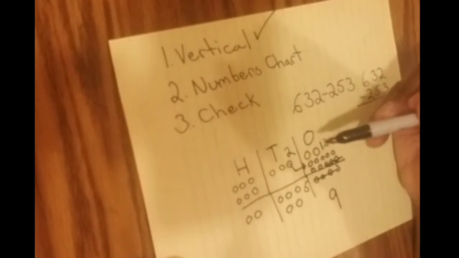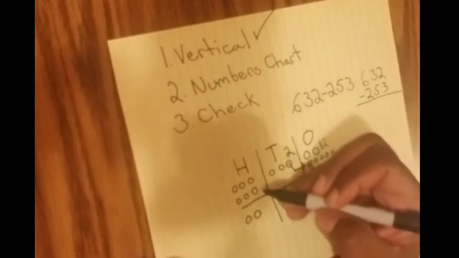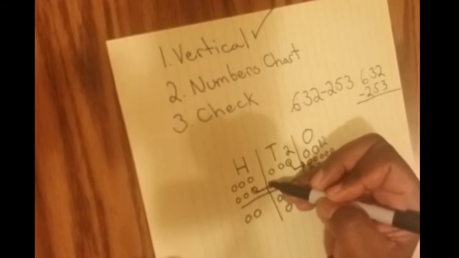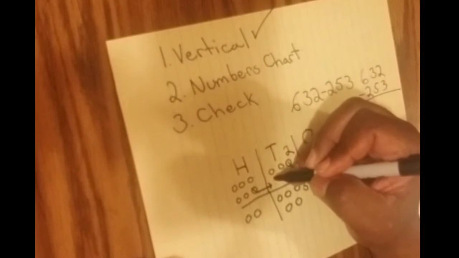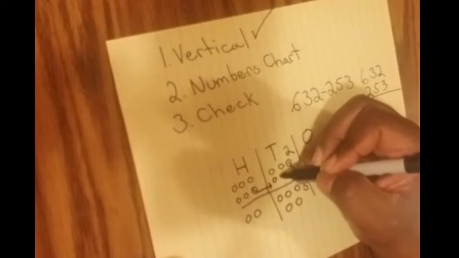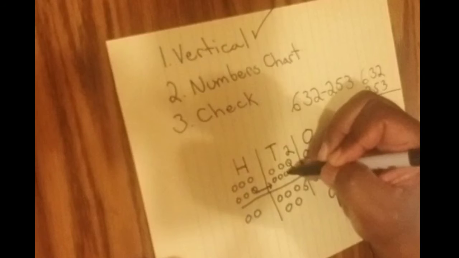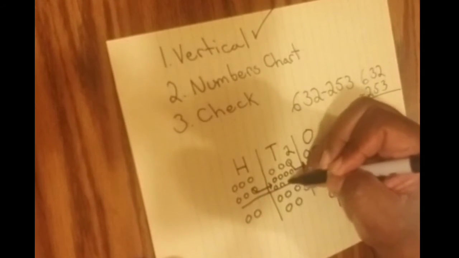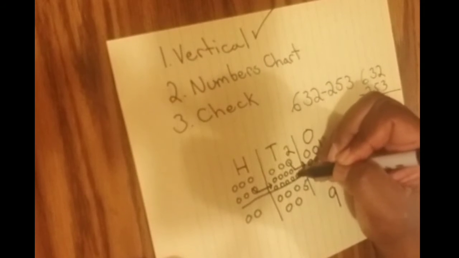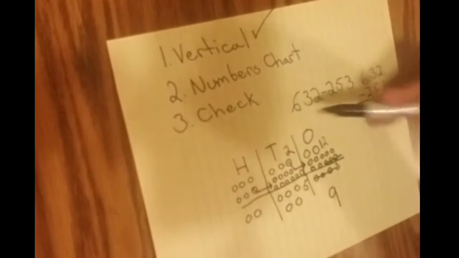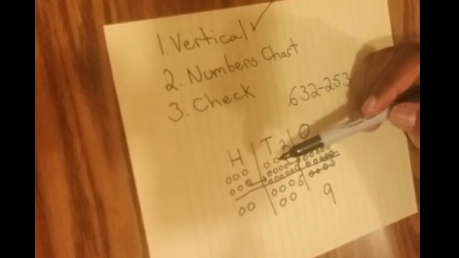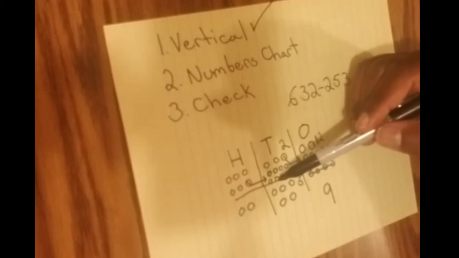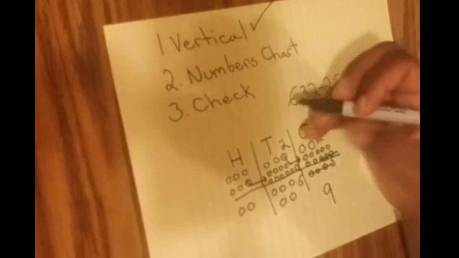So in order to get enough, I have to bundle 1 hundred, which makes 10 tens. So 1, 2, 3, 4, 5, 6, 7, 8, 9, and 10. Now let's count how many tens I have in my top number. 1, 2, 3, 4, 5, 6, 7, 8, 9, 10, 11, 12.